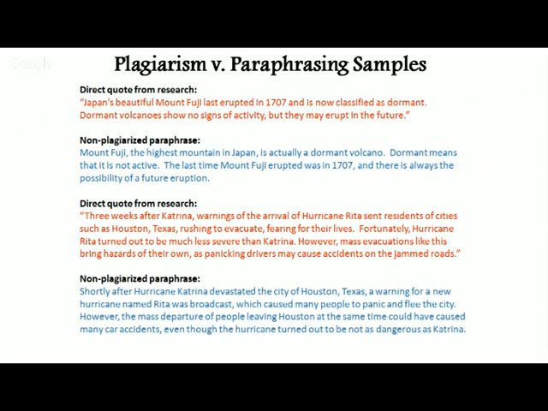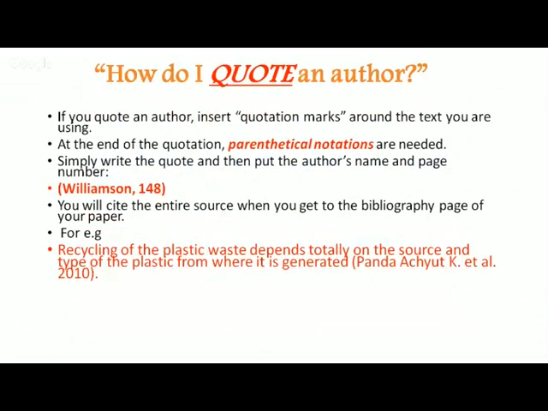The duty of the author is to construct the sentences again. The same sentences are written as: Mount Fuji, the highest mountain in Japan, is actually a dormant volcano. Dormant means that it is not active. The last time Mount Fuji erupted was in 1707, and there is always the possibility of a future eruption. The meaning of the whole sentences is the same, but the manner in which it is written is completely different. This is known as paraphrasing.